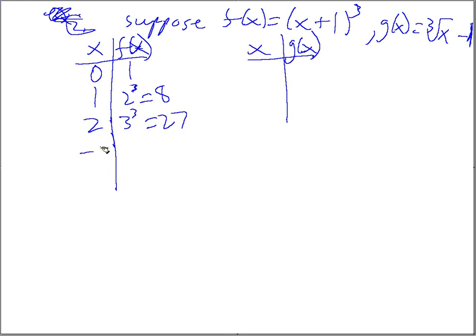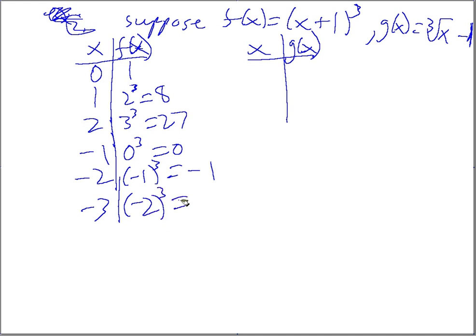Let me try some negative numbers. Negative 1 for x. Negative 1 plus 1 is 0, so 0 cubed is still 0. Let's try negative 2 for x. Negative 2 plus 1 is negative 1. What's negative 1 cubed? Negative 1 cubed is still negative 1. Negative 1 times negative 1 times negative 1 is negative 1, of course. Let's do one more. Let's do negative 3 for x. Negative 3 plus 1 is negative 2, so that's going to be negative 2 cubed. That's negative 8, if we work that out carefully.